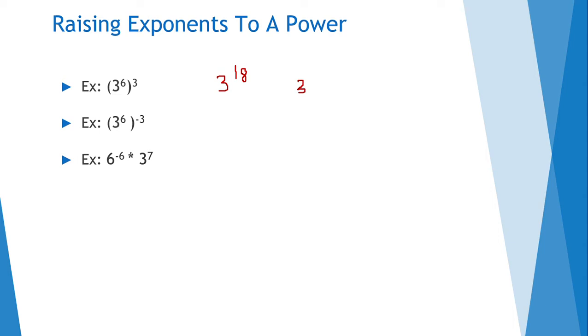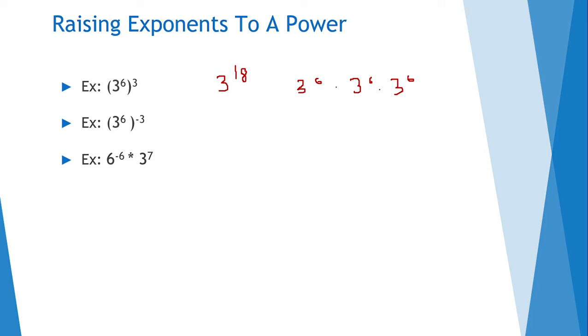This can be proven because, remember, anything to the power of something is just itself multiplied that many times. So 3 to the power of 6 to the power of 3 also equals 3 to the power of 6 times 3 to the power of 6 times 3 to the power of 6, which, if we recall our multiplying rule, we just add all those 6's together, and that gives us 18. So again, a quicker way to go about it.